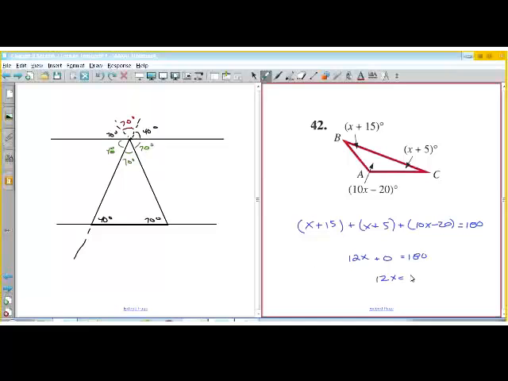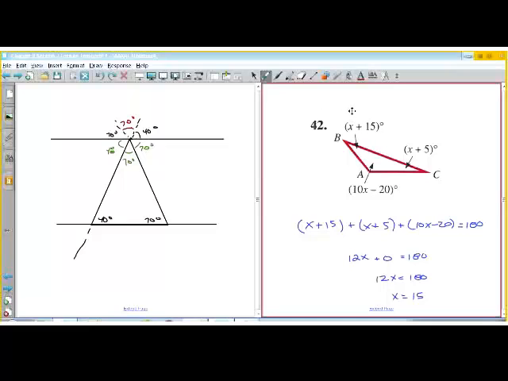So I get 0. Right-hand side stays the same. I can drop the 0. And x is equal to 15, I think, right? 180 divided by 12 is 15. Okay, so x is 15, but that's not the answer.